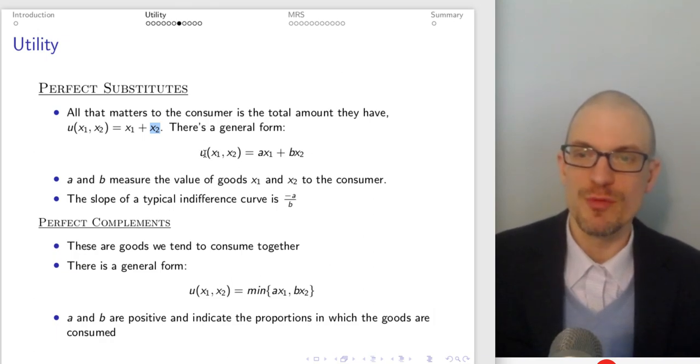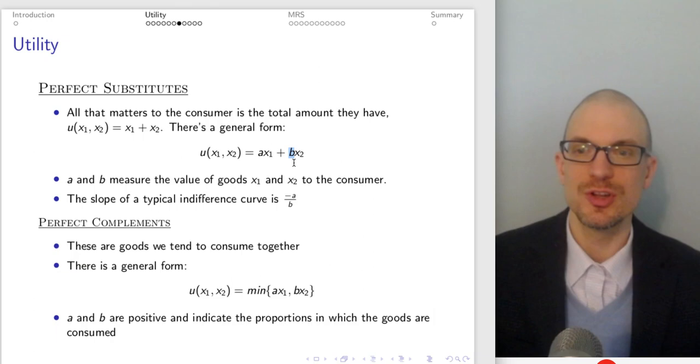There's a more general form for perfect substitutes. Suppose the contribution to my utility is different for good 1 and good 2. We call that marginal contribution to my utility my marginal utility. A would be the marginal utility of good 1. B is the marginal utility of good 2, right? If I increase my amount of good 1 that I have, my utility rises by A. If I increase the amount of good 2 that I have, my utility rises by B.